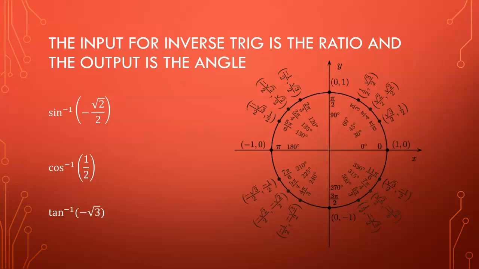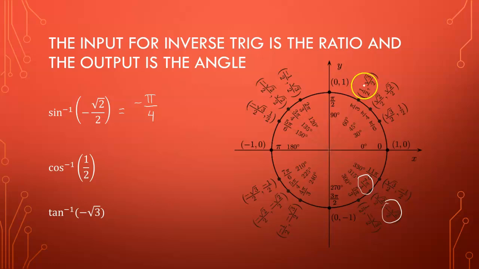A reminder that for inverse trig, the input is the ratio that you find at that spot on the unit circle, and the output is the angle that you would input to give that ratio. So sine inverse of negative root 2 over 2 would be the place on the unit circle where the y-coordinate is negative root 2 over 2, but I want to use the value that's between negative pi over 2 and positive pi over 2, so I'm going to use negative pi over 4 as a name for that angle.